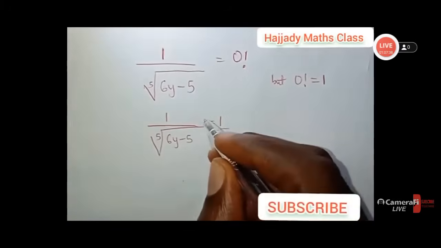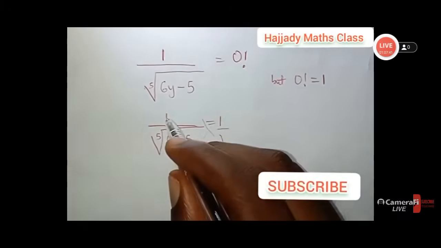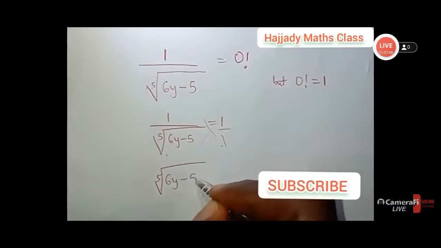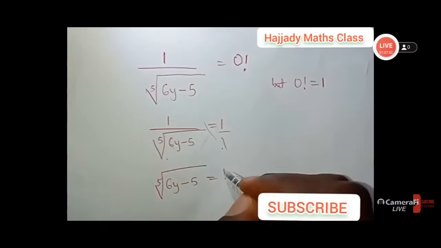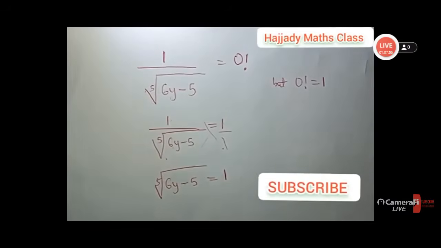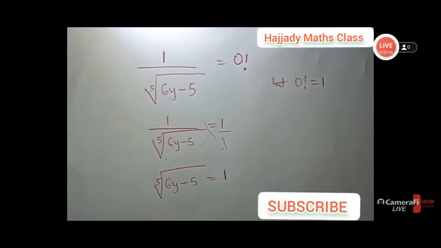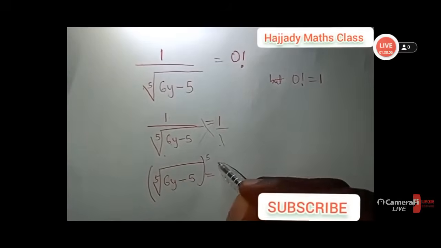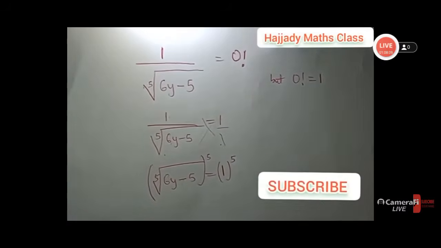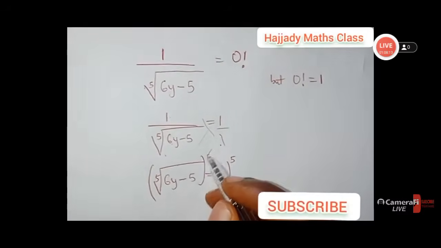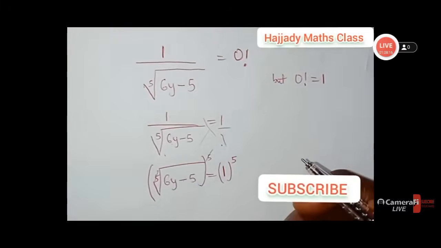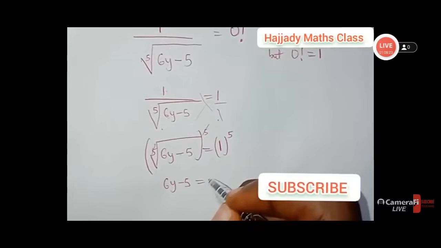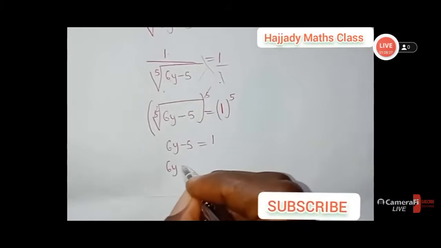So the next thing we are doing here is to cross multiply. This multiplies this while this multiplies this. So we have the 5th root of 6y minus 5 equals 1 times 1, we have 1. Now, the method of indices will be used here. For us to do that, we are going to raise the power of both sides by 5. So raising the power of both sides by 5, 5 can cancel the 5th root. I hope you know this in indices, okay? So here we have 6y minus 5. 1 raised to power anything is what? 1. So from here we have 6y equals 1.